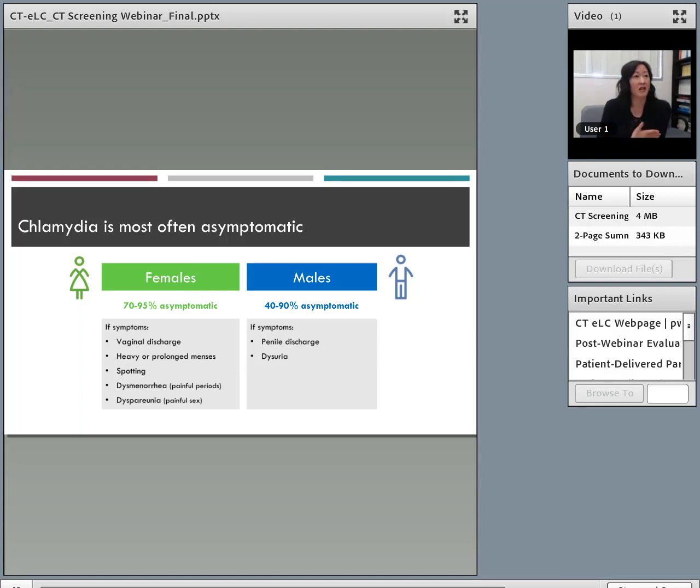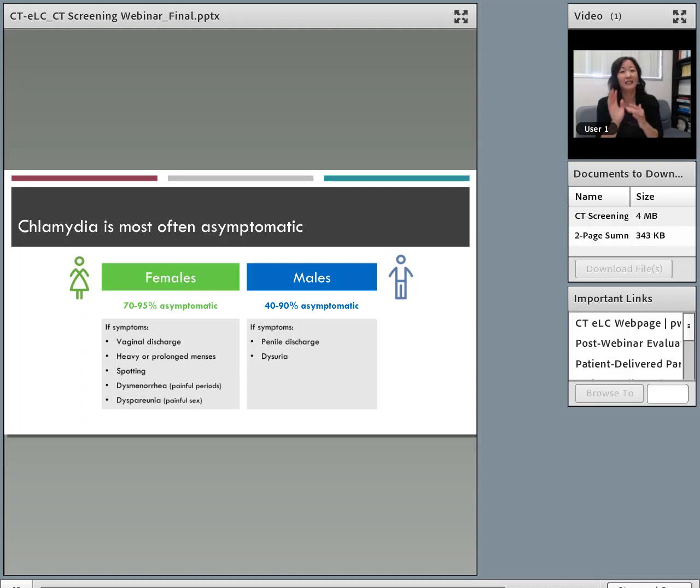If somebody does have symptoms, they can present in all different kinds of ways. I just had a patient who presented just with some spotting after having sex. That was her only symptom. She didn't actually notice any difference in her discharge, and she definitely had chlamydia. Some people can have a change in their vaginal discharge. They can notice that their period actually becomes heavier or more prolonged. Spotting after sex, painful periods, or painful sex can also be presentations. But again, most of the time, people will not have any sort of physical symptoms or presentation with their chlamydia infection.